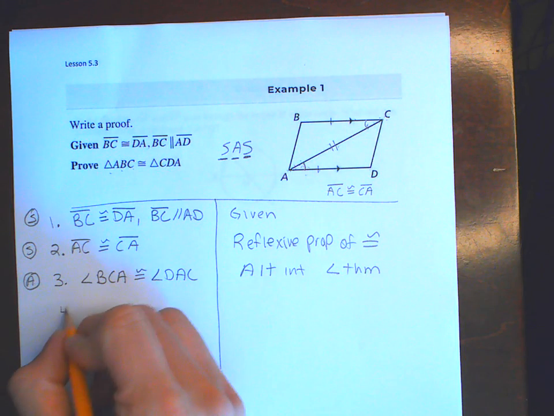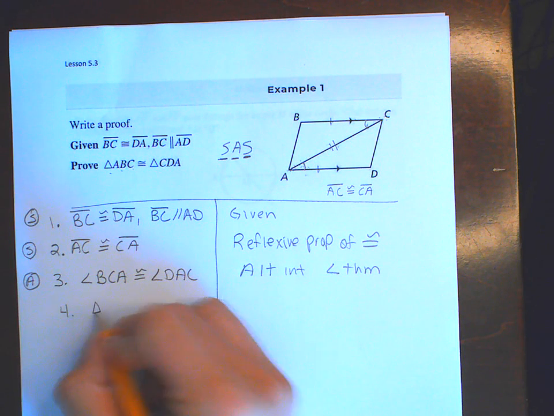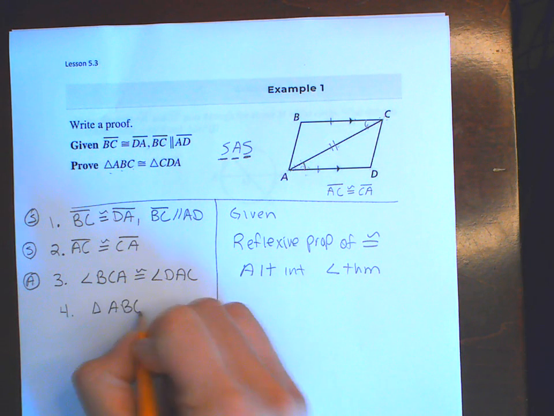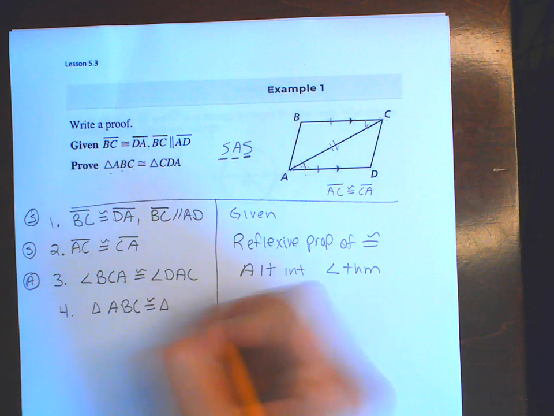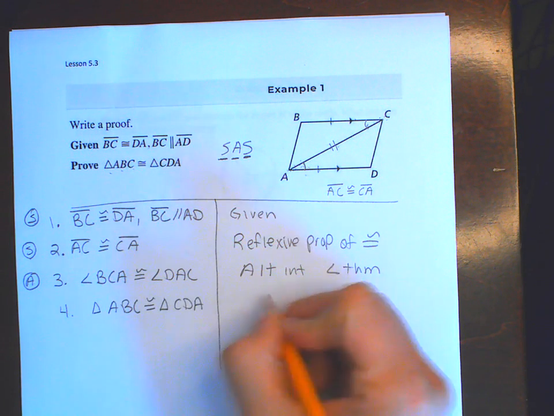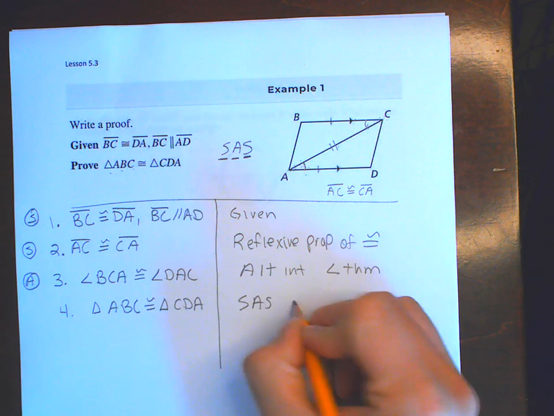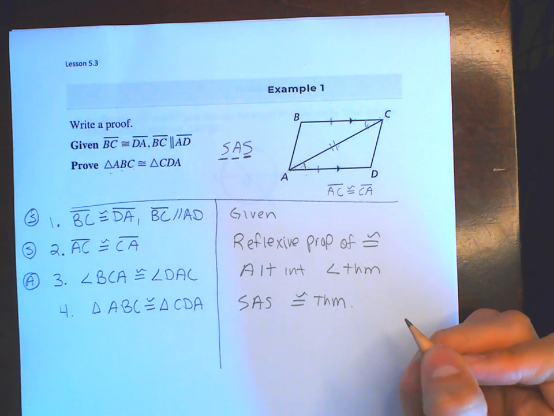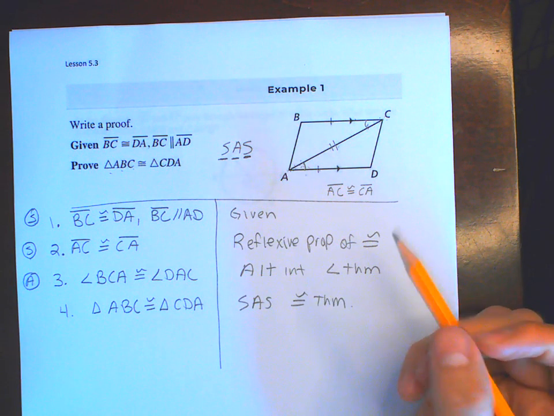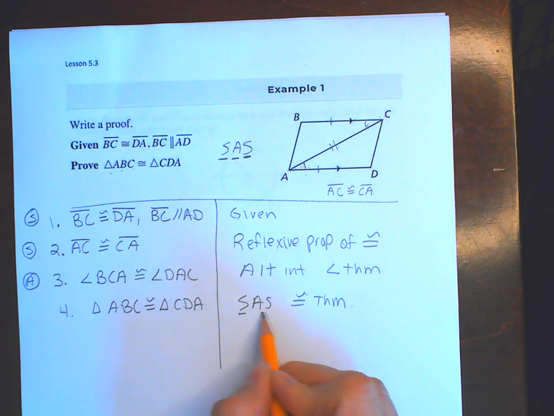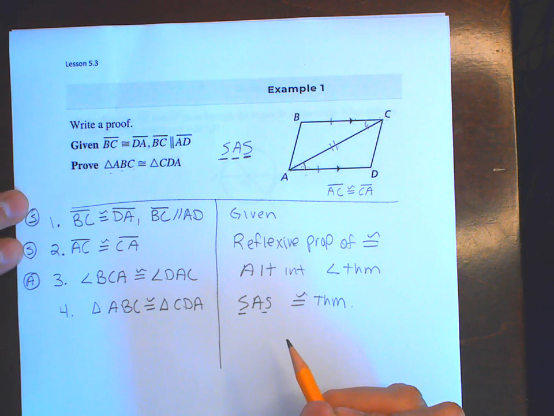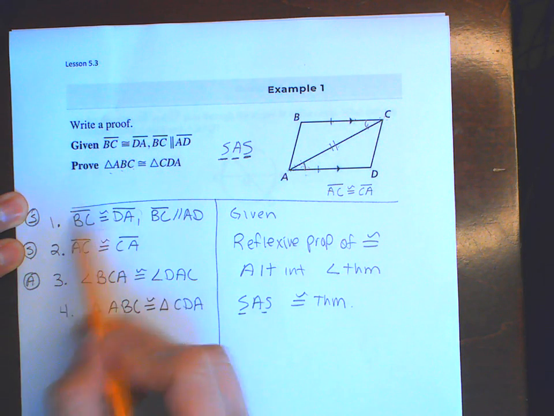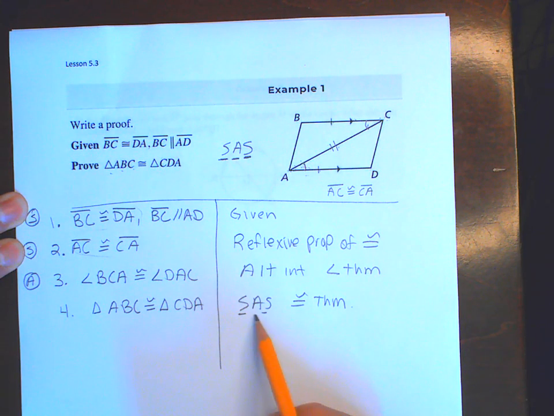So therefore, triangle ABC is congruent to triangle CDA by the side angle side congruence theorem. Remember what side angle side needs. It needs two pairs of sides, which you have right here, this one and this one, and an included angle, which happens to be this one.